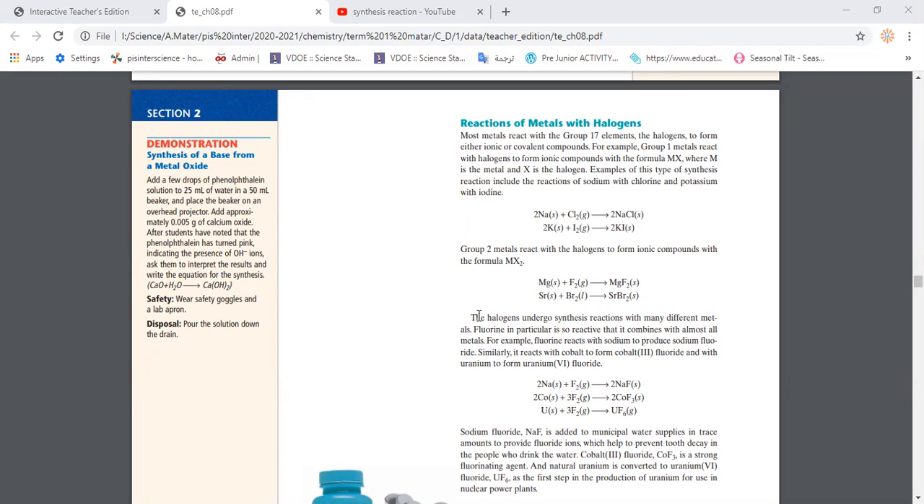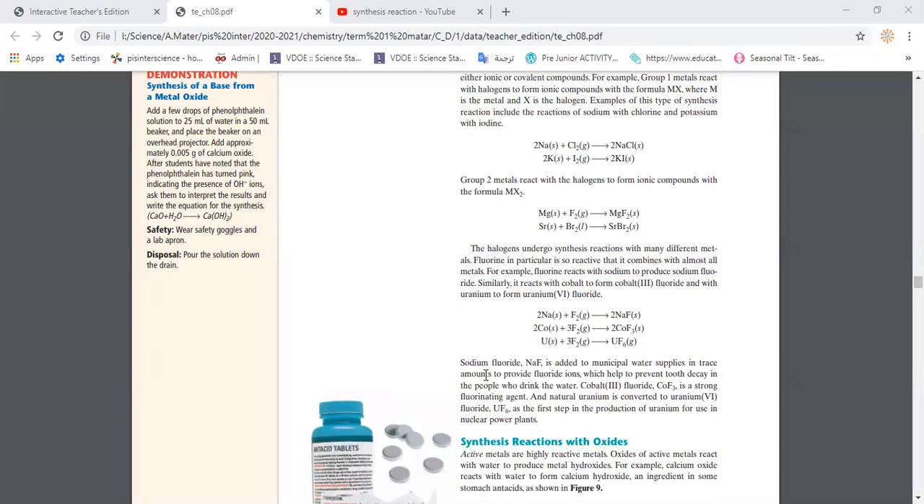compound. It may be a polar covalent compound due to the small difference in electronegativity between the elements. But for example, fluorine, because it's considered the most reactive halogen, or the most reactive non-metal, can react with different metals and form different compounds. Approximately, fluorine reacts with all metals in the periodic table.